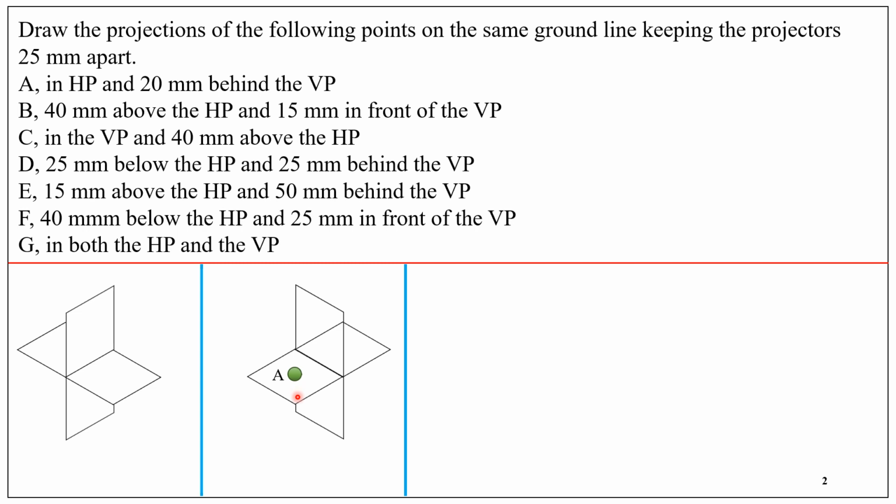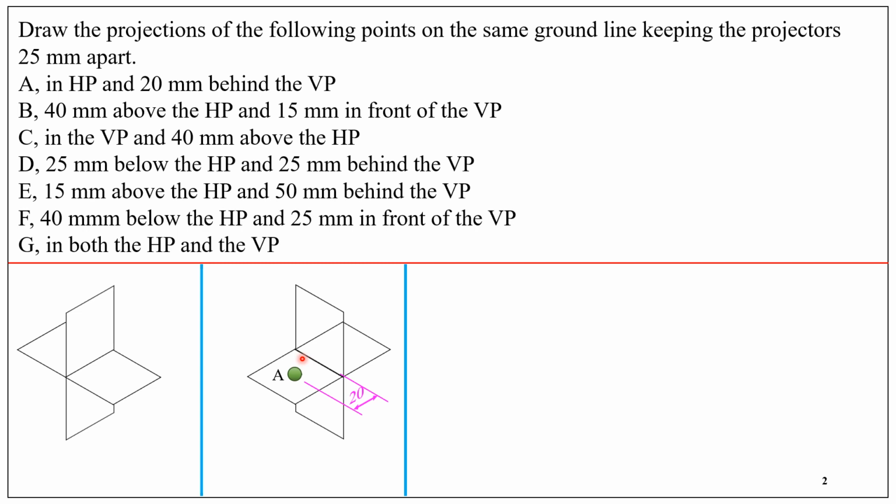The distance of this point behind the vertical plane is 20 millimeters given here, and since the object is in the horizontal plane, the keyword above HP or below HP is immaterial. That distance is equal to 0 because it is on the HP. When the object is on the HP, its front view will be on the reference line, that means the XY line.